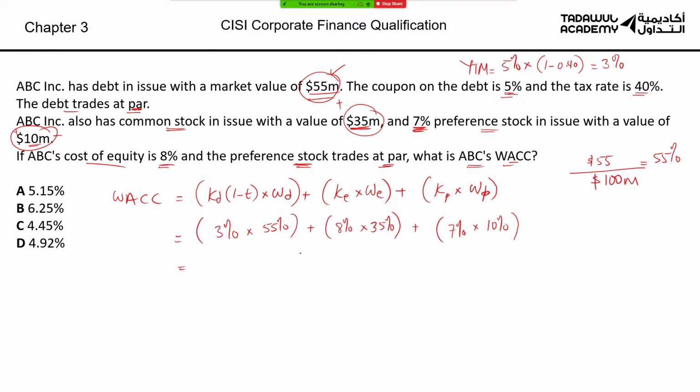So doing this calculation quickly: 3 times 55%, that's 1.65%. Plus 8 times 35%, that's 2.8%. Plus 7 times 10%, which is 0.7%. So the weighted average cost of capital is 5.15%. So the answer is A.